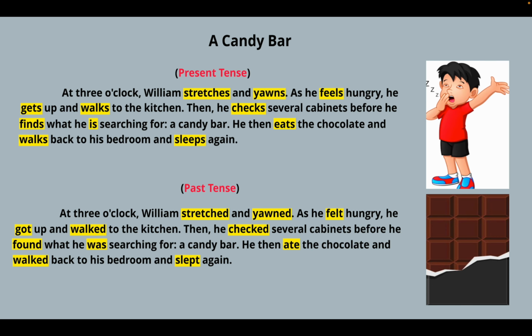The next one is a candy bar. Let's see the present tense of the story. You can see a boy yawning, stretching and yawning. And there's a chocolate also.